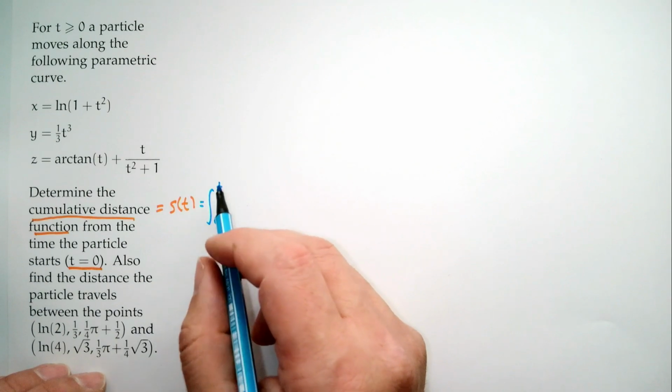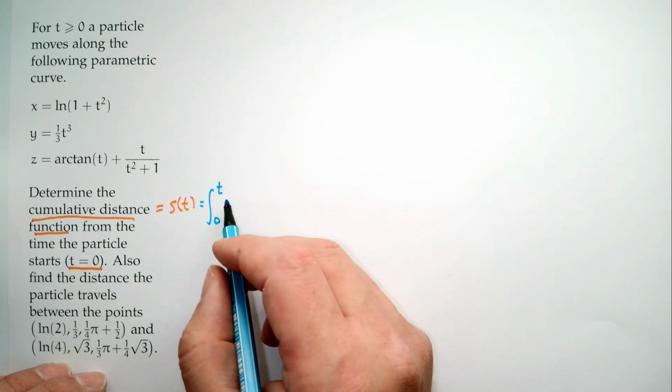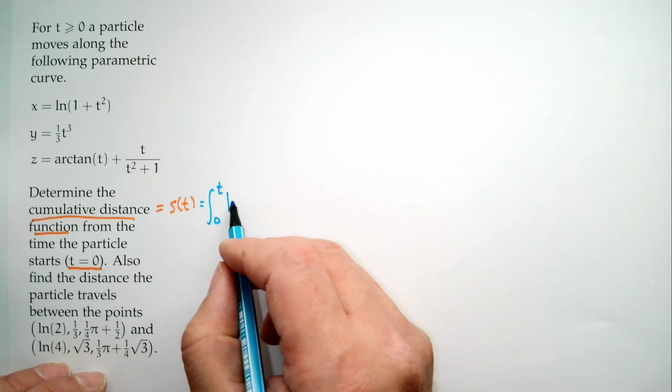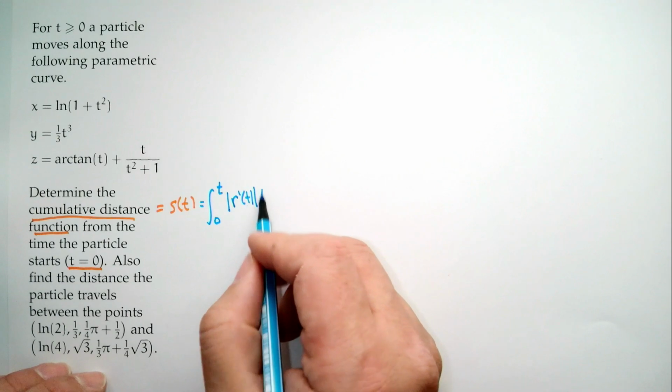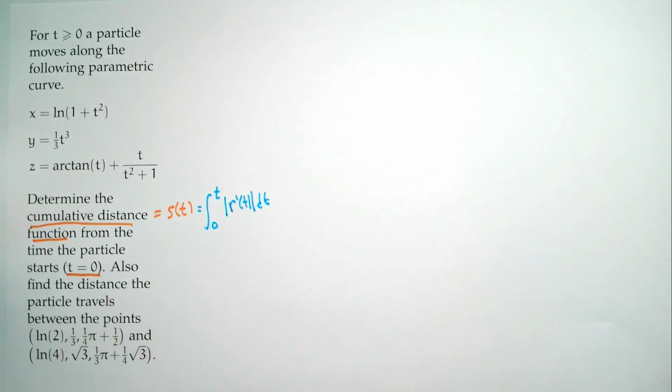All right, 0 to t, and there's a complicated expression, but you can also simplify and say it's the magnitude of r prime of t. So if you remember, r of t is the function which gives position, r prime is velocity, and magnitude of r prime is speed. And therefore, if I want to know my total distance, I integrate my speed. Okay, that makes sense. Good.